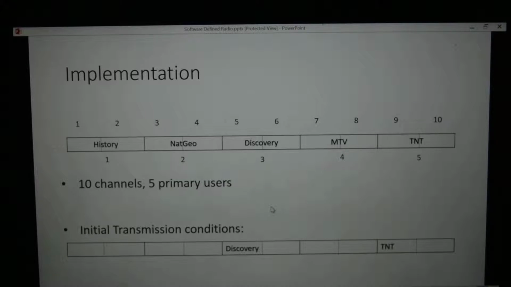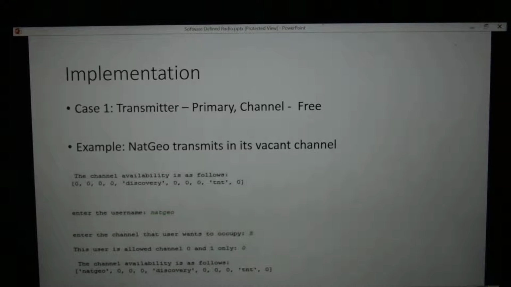So let us now assume that initially only Discovery and TNT are transmitting in their own channels. Let us see what happens during the operation of cognitive radio or software defined radio. In the first condition, the primary user wants to transmit and the channel is free. Let us consider an example. National Geographic wants to transmit in its own band. Let us see what happens in the program.